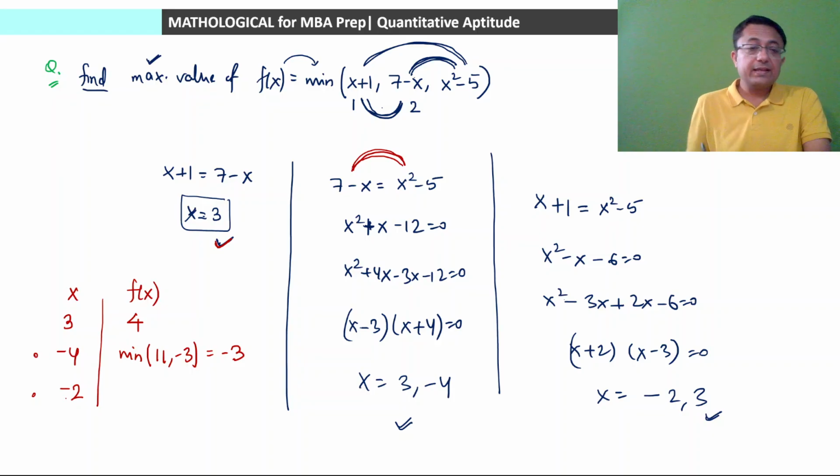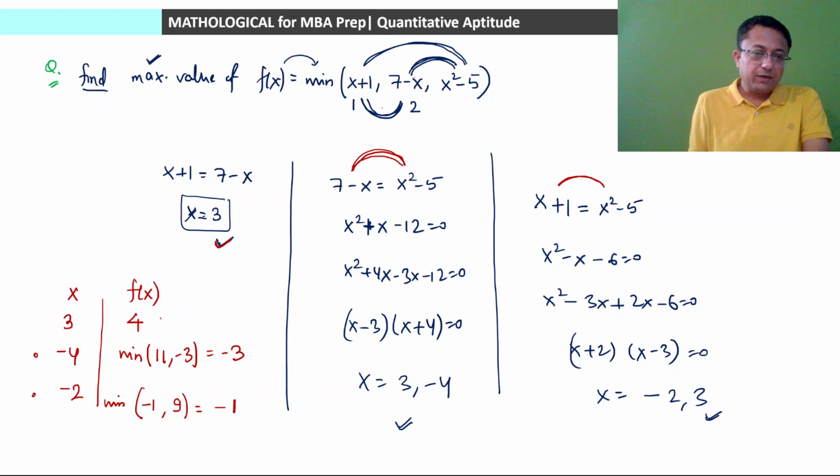Now the third case, when x is equal to minus 2, at x equal to minus 2, x plus 1 and x square minus 5 are equal. So minus 2 plus 1, that is minus 1 will be the value for x plus 1 and x square minus 5. But 7 minus x will be having a different value. So 7 minus minus 2, that will be 7 plus 2, which is equal to 9. And the minimum of minus 1 and 9 will be equal to minus 1.